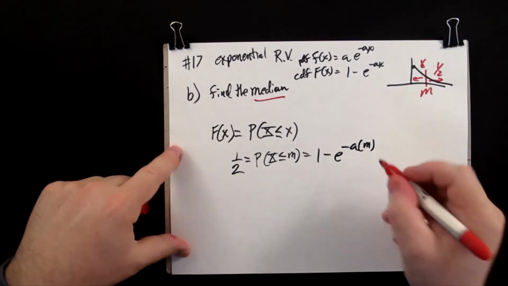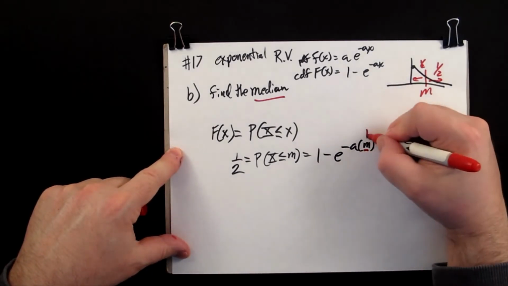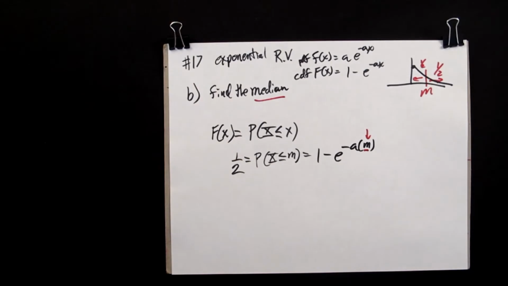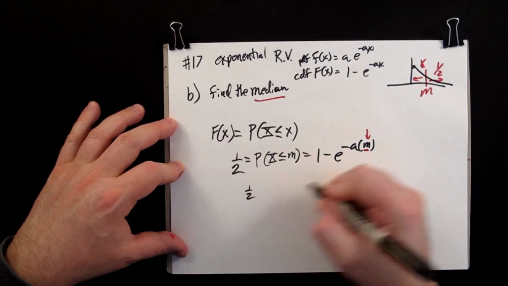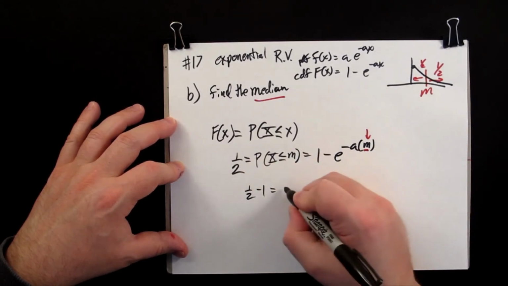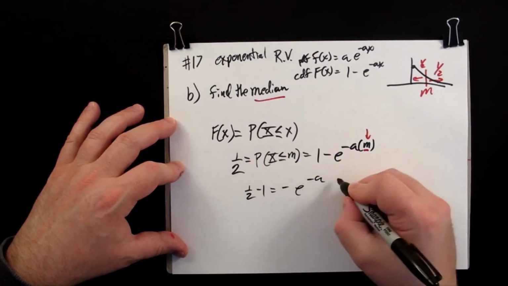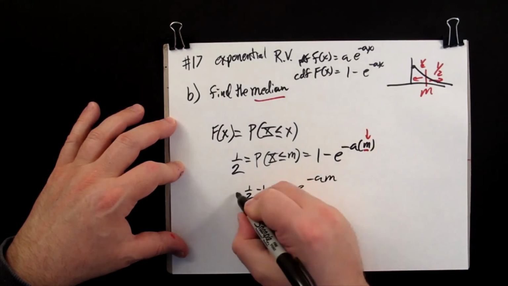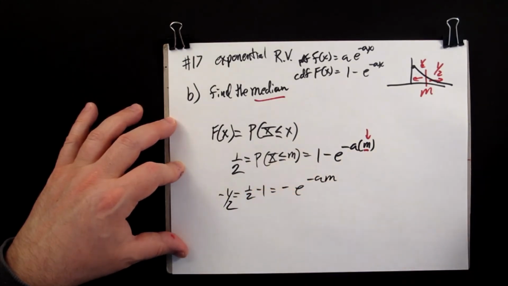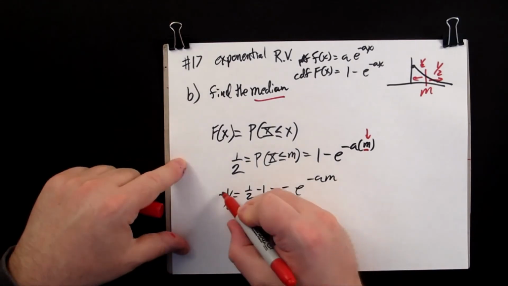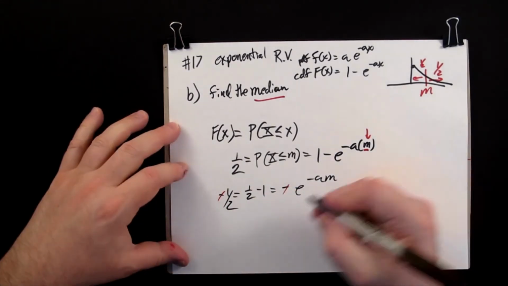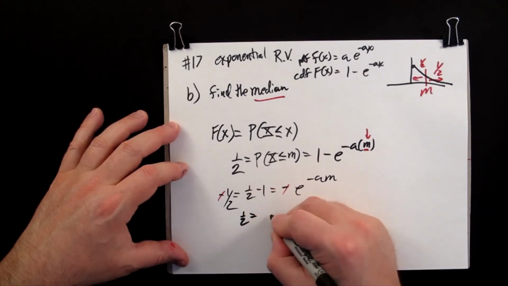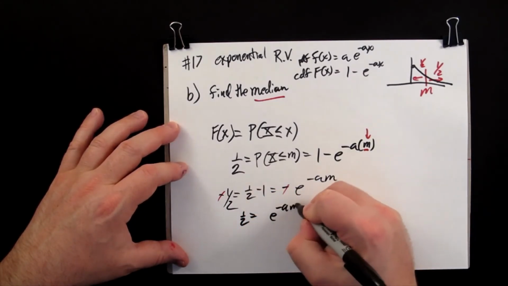Okay, and now we just need to solve for this value here, and then we'll know what the median is. First up, subtract 1 from both sides. So we have half minus 1 equals minus e to the minus a m. So this is minus a half. Next, these minus signs will go. So we get 1/2 equals e to the minus am.